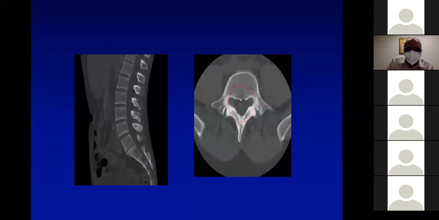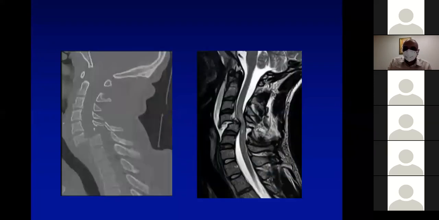Coming to the lumbar, there are no ribs attached in the lumbar vertebral body. They are 5 in number. They are broader and wider vertebral bodies than the thoracic and the cervical vertebral body.